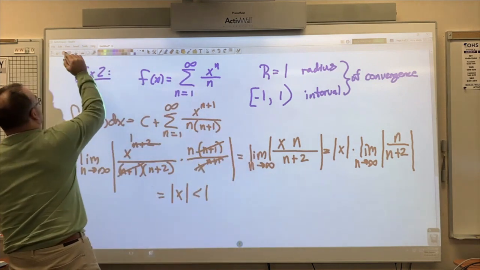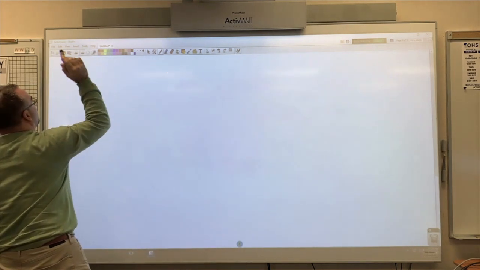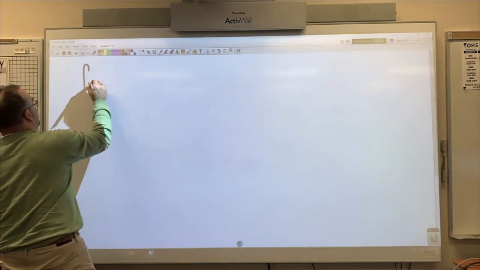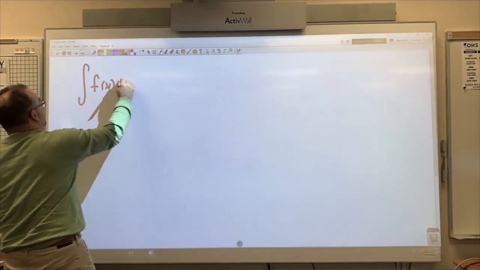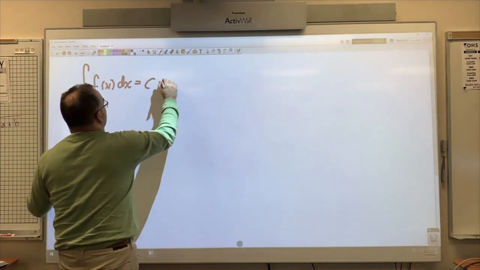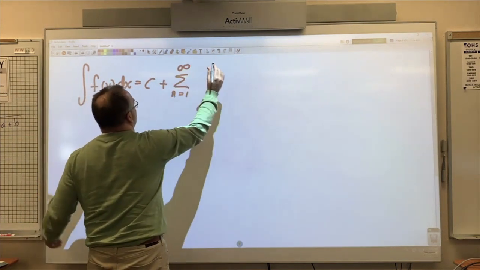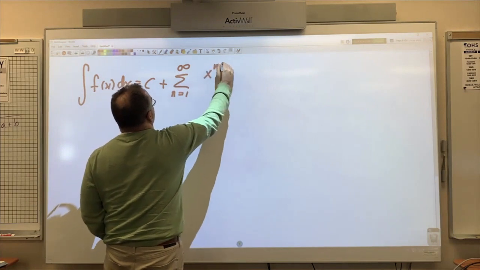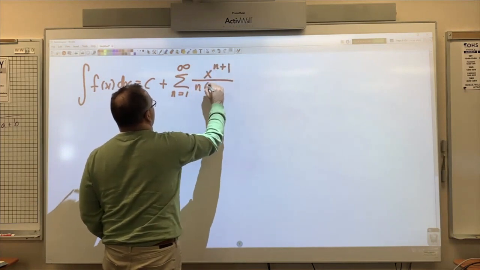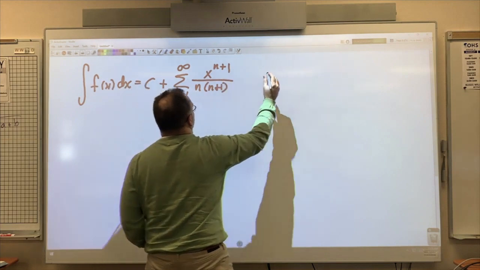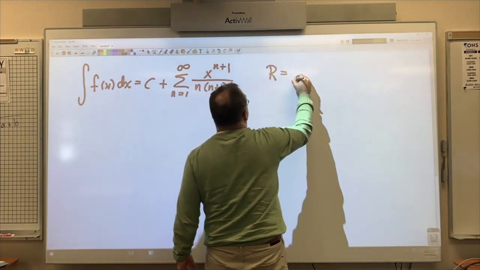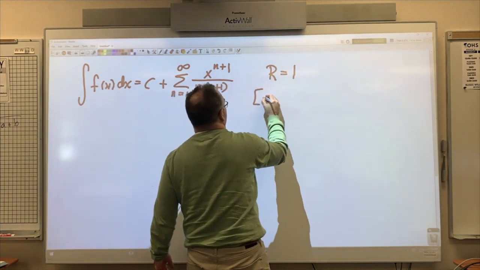So the integral of f of x dx is equal to c plus the summation from n equals 1 to infinity of x to the n plus 1 over n times n plus 1. The radius is still 1, but this is now.